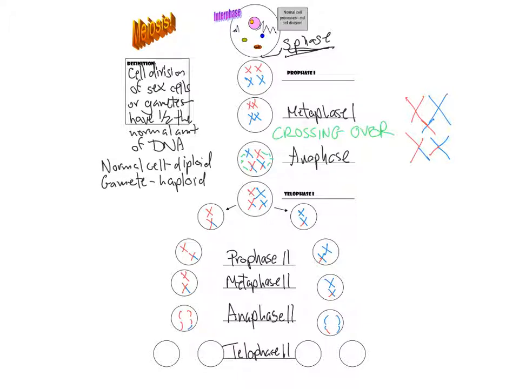And this one's going to have those. And this one's going to have those. This one's going to have those, and this one's going to have those. And now you have 4 gametes that came from one single cell to start with. And so you end up with 4 haploid cells that have half the amount of DNA.